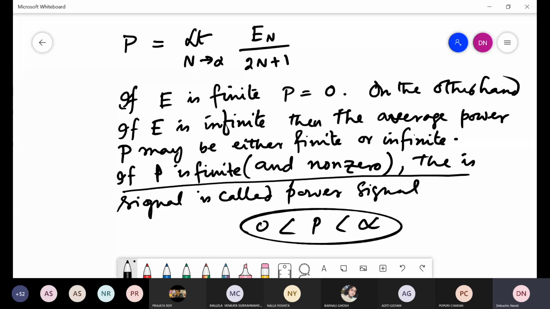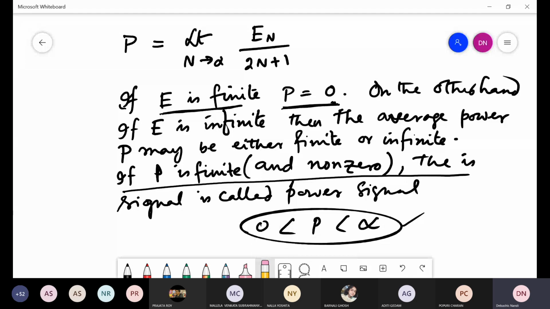Now, from this discussion we observe that if a signal is an energy signal, it cannot be a power signal, because for an energy signal E will be finite. And if E is finite, then P will be 0, and if P is 0, then it will not be a power signal. When a signal is an energy signal, power will be 0, and consequently it cannot be a power signal. So a signal cannot be an energy signal and a power signal simultaneously. Okay, so this is our energy signal and power signal.